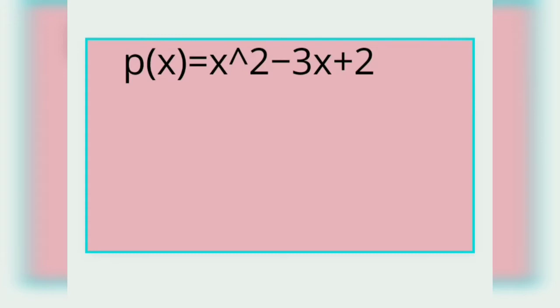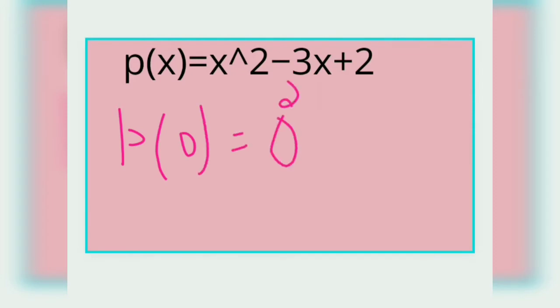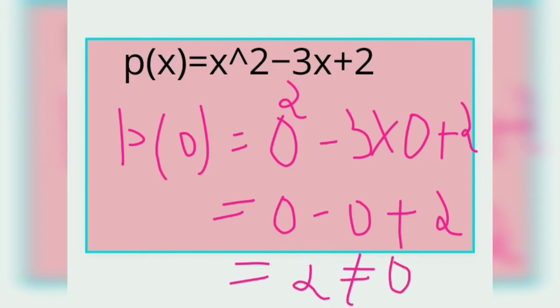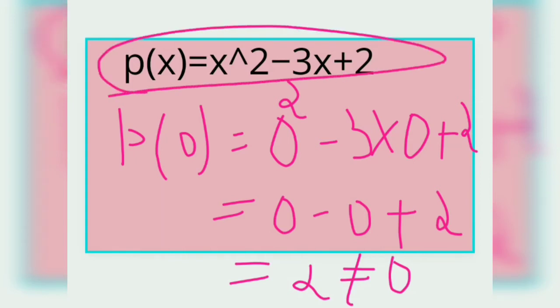Okay. Now one by one I'll put some values. Let's see whether it's the zeros of that polynomial or not. If I put 0 here, so 0 square minus 3 multiply 0 plus 2. Now 0 square minus 0 plus 2. If we solve this one, I will get 2 here, which is not equal to 0. That means 0 is not the zero of this polynomial. My answer should be 0 only.